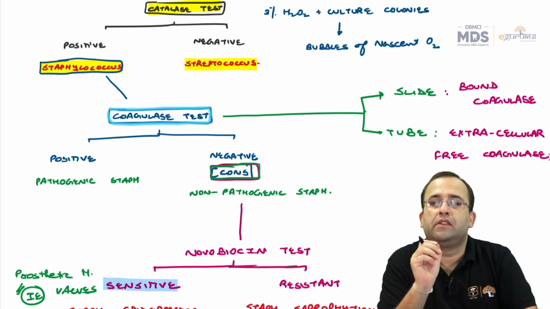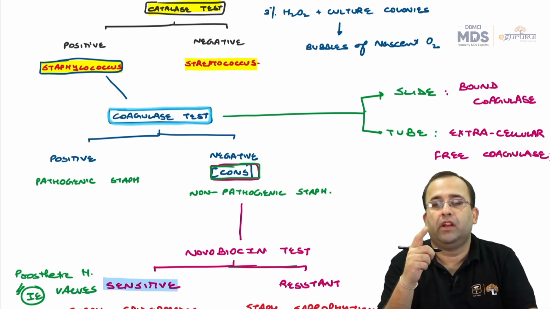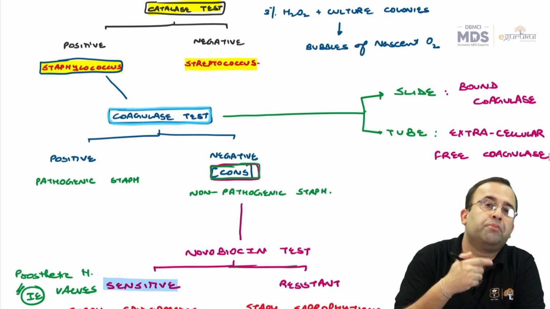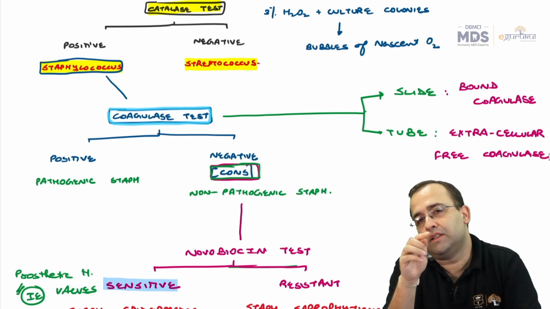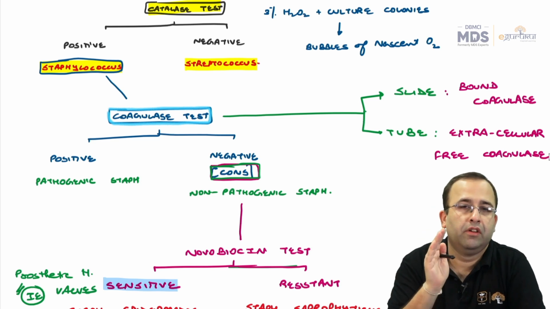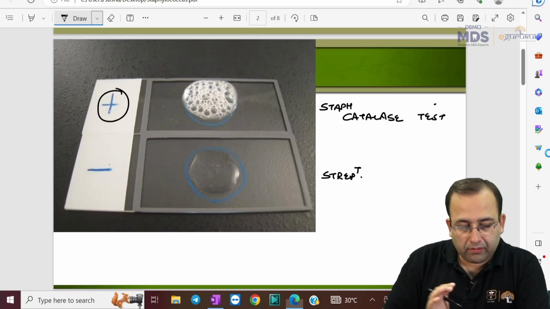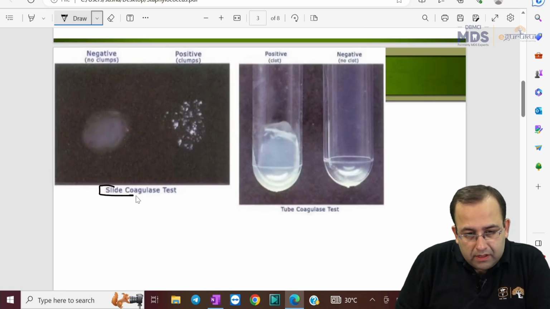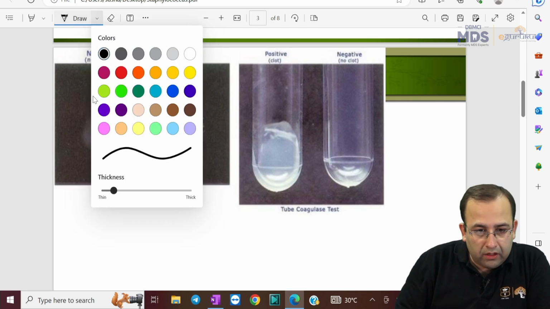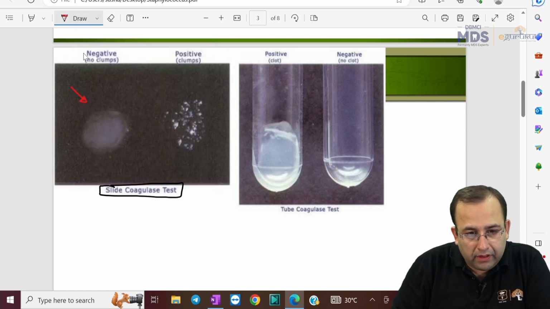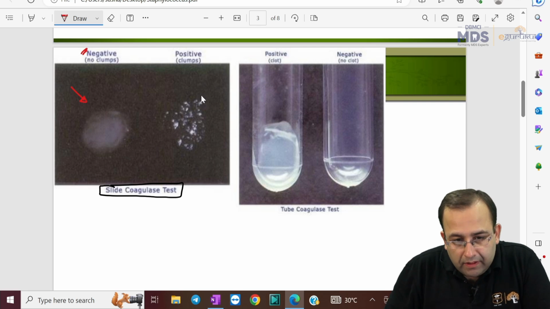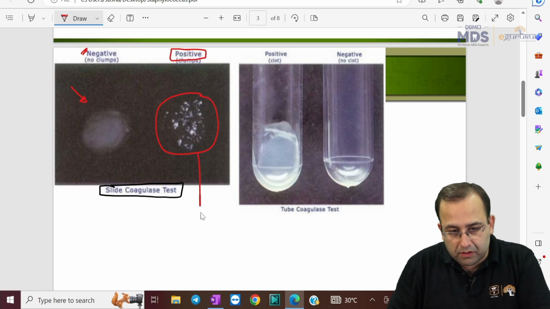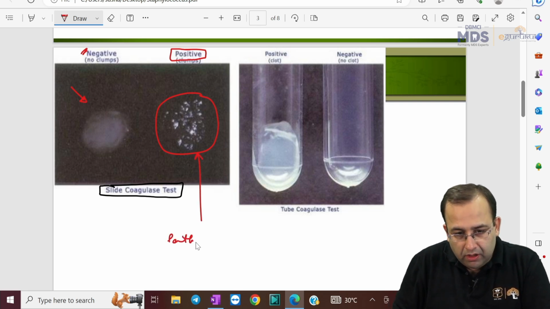On the basis of Coagulase test, we can divide staph into Coagulase positive, that is the pathogenic staph, Staph aureus, versus Coagulase negative CoNS, the non-pathogenic staph. Have a look at our Coagulase test. This is a slide Coagulase test. As you are clearly able to make out, this is negative. There is no clumping. Versus here, clumps are forming. So this is Coagulase positive, pathogenic staph, Staph aureus.